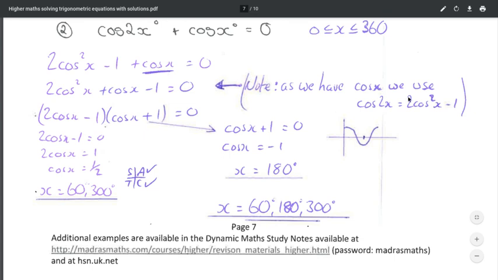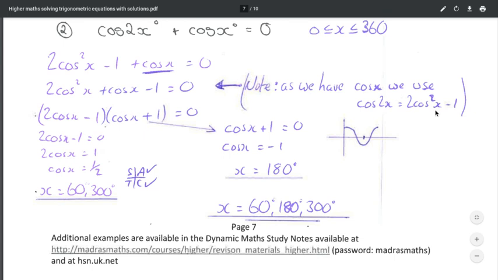So as we have a cosine x, we use cosine of 2x equals 2 cosine squared x minus 1 for the substitution. Because when we do that, we get a quadratic in cosine x, which are the kind of questions we dealt with in lesson 2a and lesson 2b. So if you need to go back and look at those again, please do so.